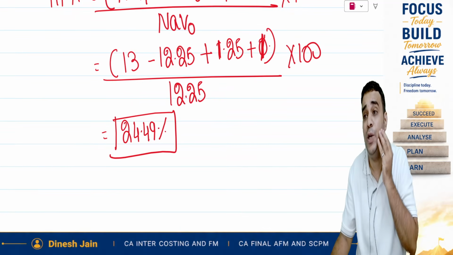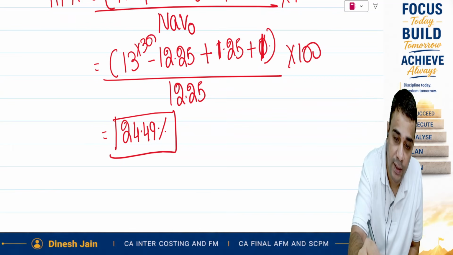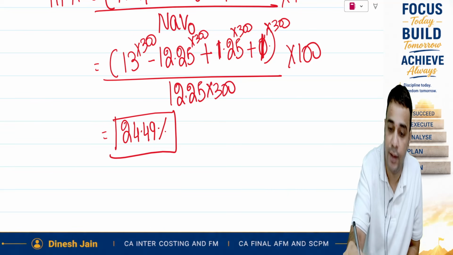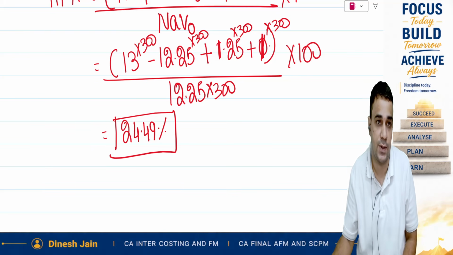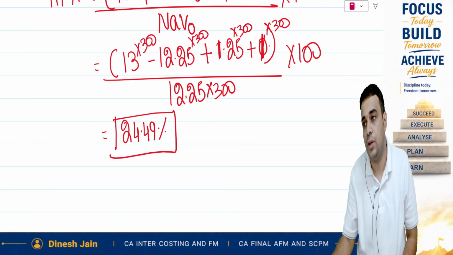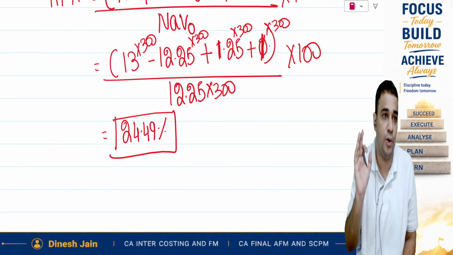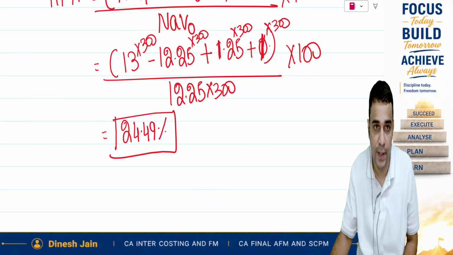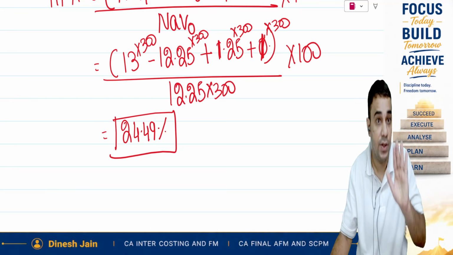24.49%. How many units did we buy? 300. If I want, I can multiply by 300 everywhere, and I'll still get the same answer. There is no point in doing it, so we have not done it, but you can multiply by 300 at all the places. Any doubts in this first? Understood? Can we proceed? This is the payout plan.